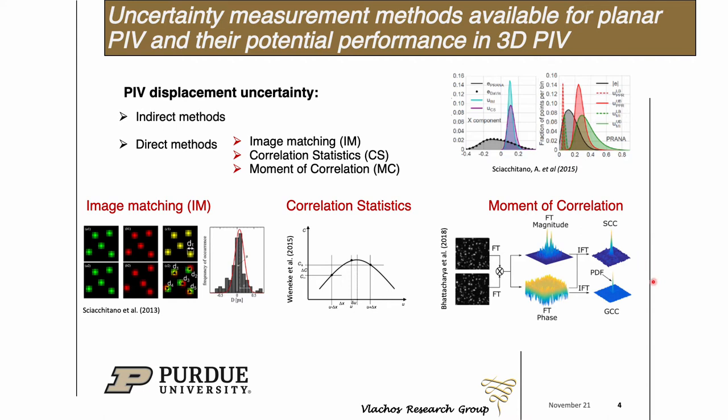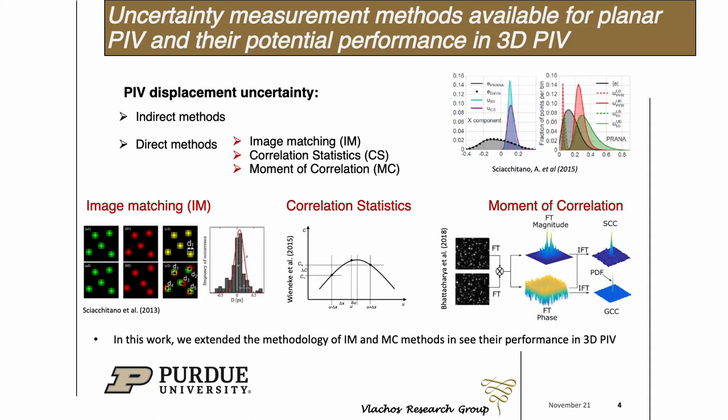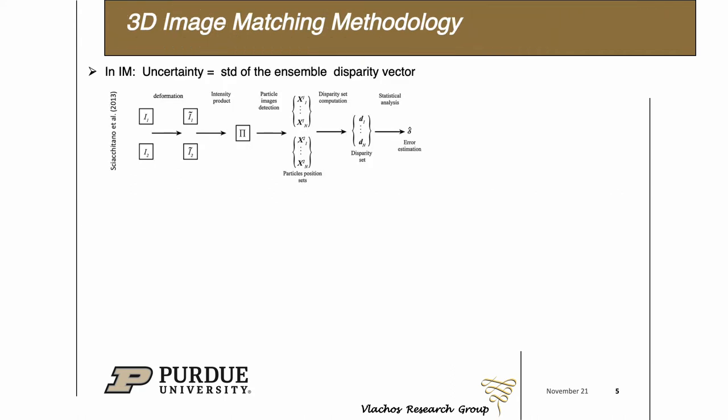Hence, in MC, we will remove all the particle shapes information to get the phase-only cross-correlation, which is directly related to the PDF of all possible displacement. And the uncertainty is defined as a spread of this peak, this little peak. So in this work, we try to extend IM and MC to 3D, and the methodologies are explained in next slides.